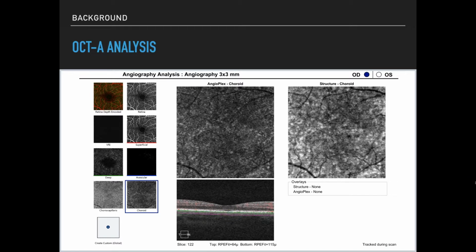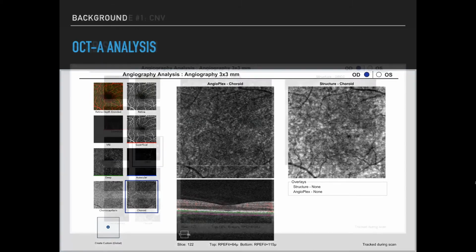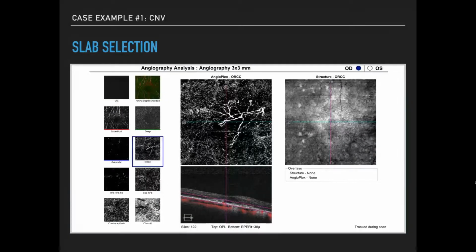This concept of different slabs is critical in considering different pathologies. More specifically, selecting the correct slab to view is paramount. Let me demonstrate the importance of slab selection with a case example. Here is a case of AMD with a choroidal neovascular network. You can see that here. There is much to discuss about CNV, but as today it's about keeping it basic, let me stay focused on the idea of slab selection.